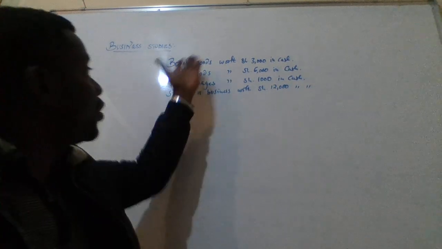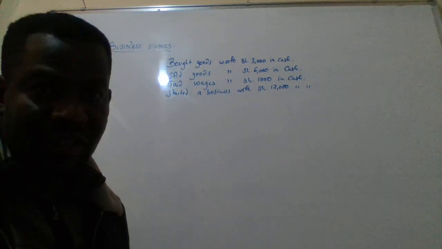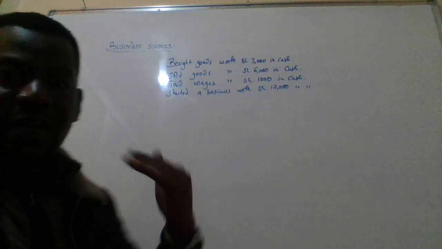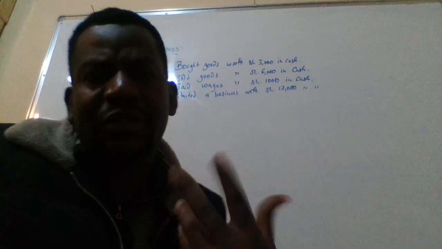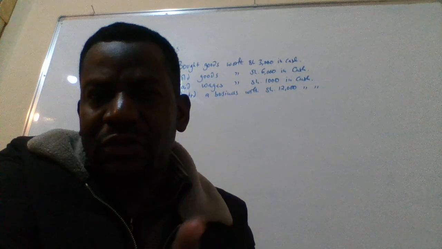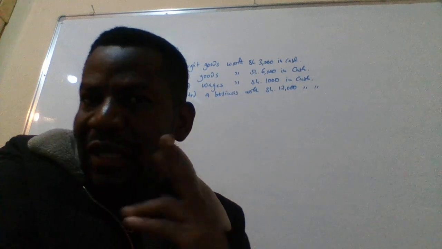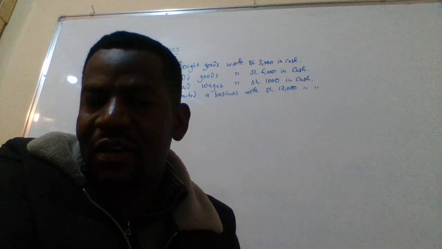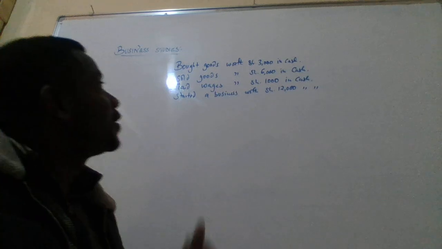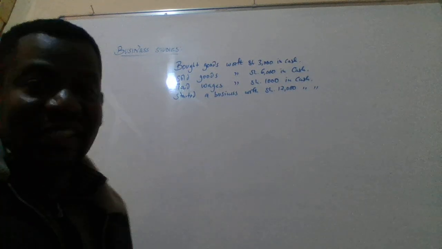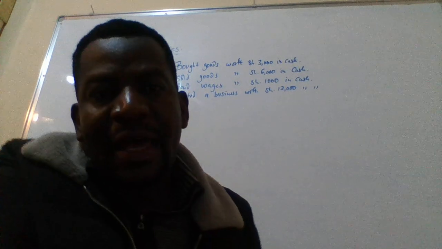We're talking about bought goods worth 3,000 in cash. That's our first transaction. And remember, a single transaction affects 2 accounts, and that's what we call the rule of double entry. 2 accounts. One account will increase, the other account will decrease.